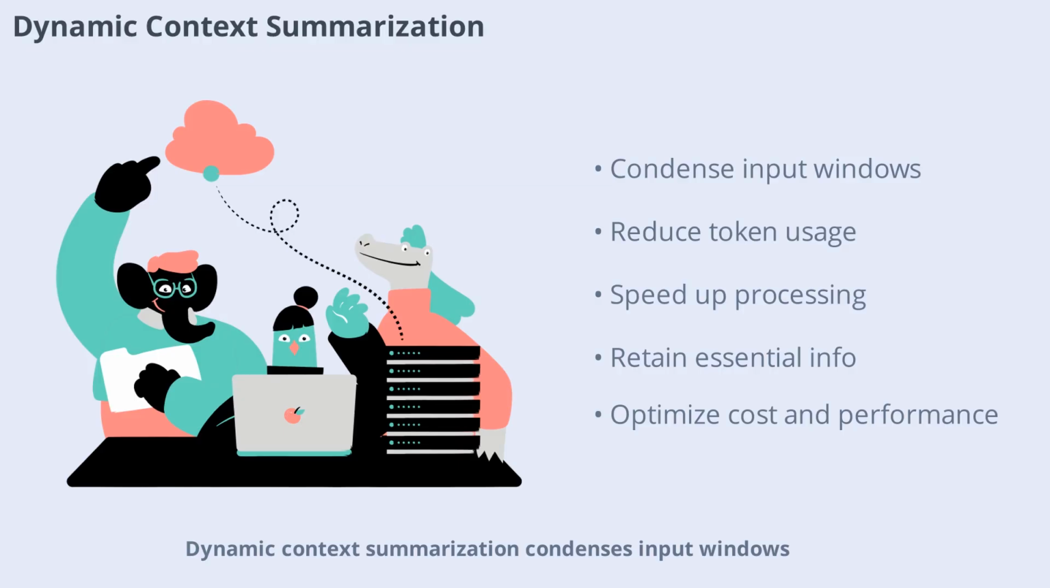Dynamic context summarization condenses input windows before feeding them to the LLM. This reduces token usage and speeds up processing. Use summarization algorithms or manual review to ensure essential information is retained, optimizing both cost and performance.